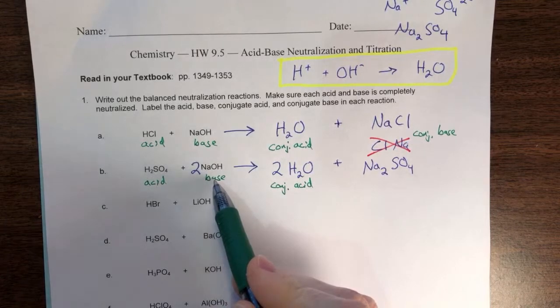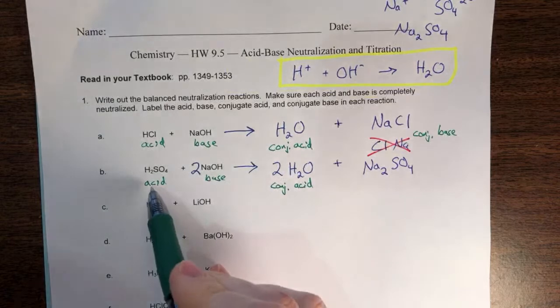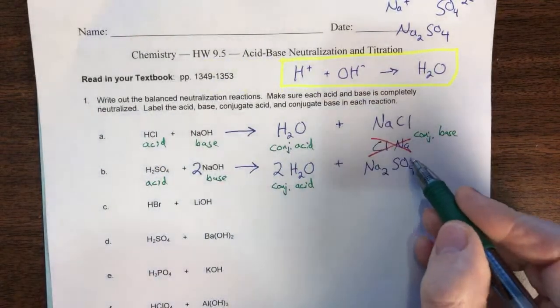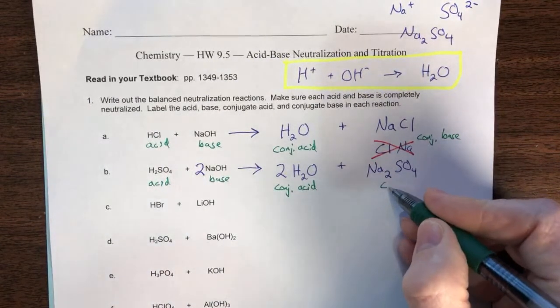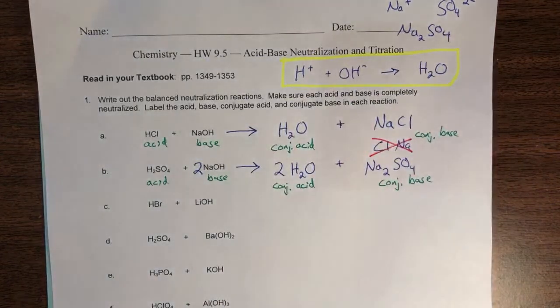And so this is your base. This must be your conjugate acid. So base, conjugate acid pair, acid, and once this acid loses its H's, it turns into what? You got your sulfate here, so this is going to be your conjugate base. Okay? All right, questions on these.